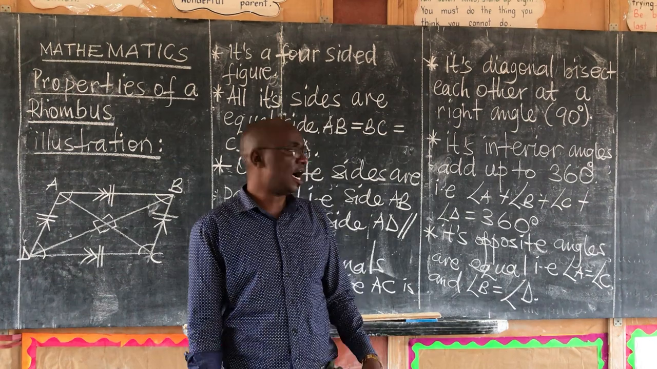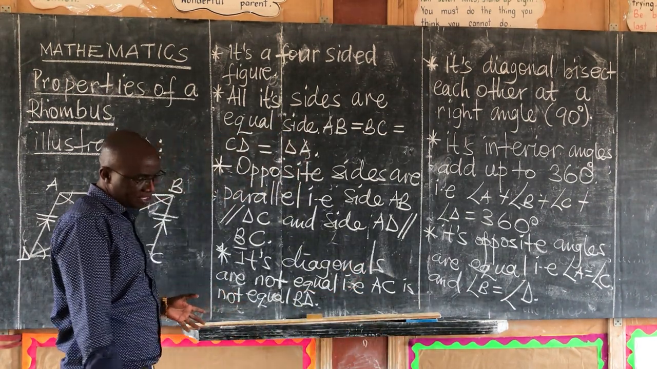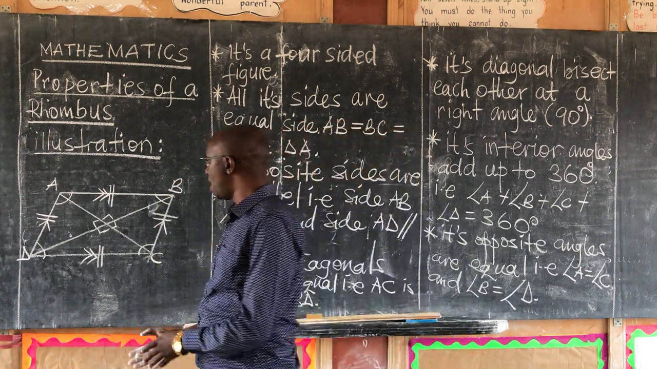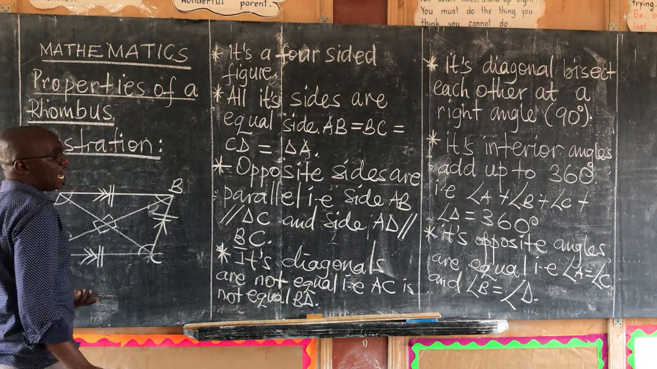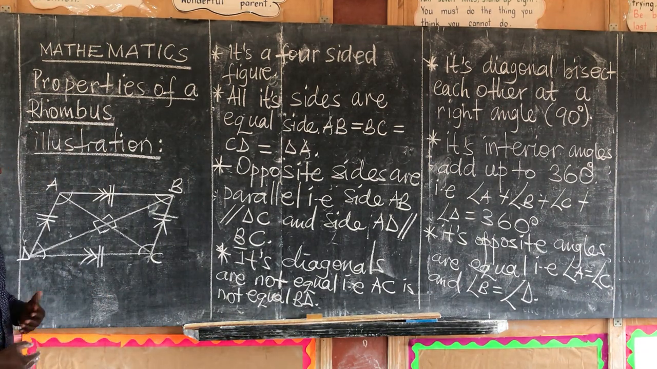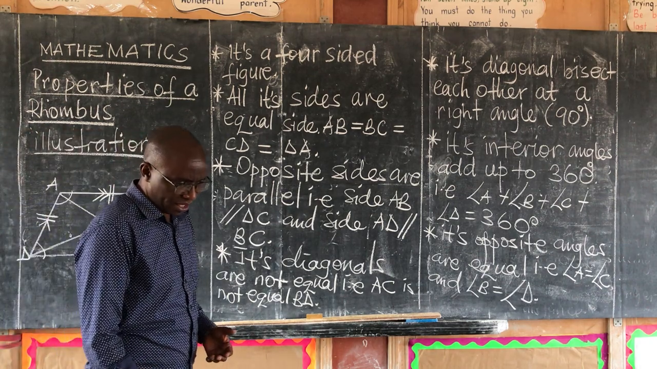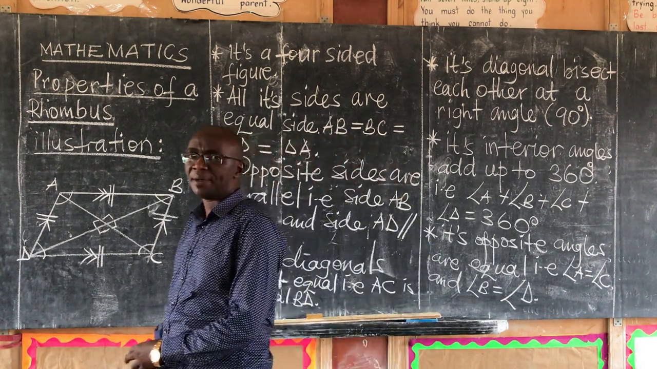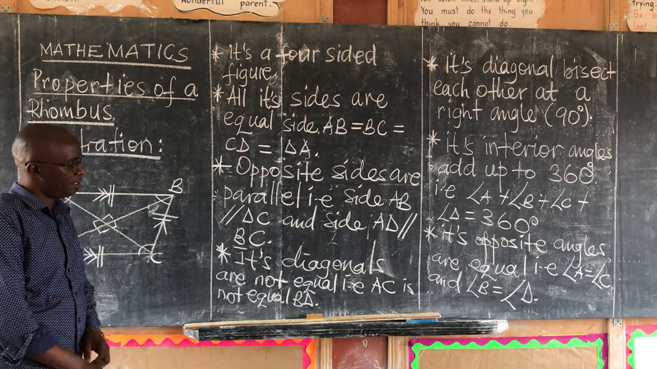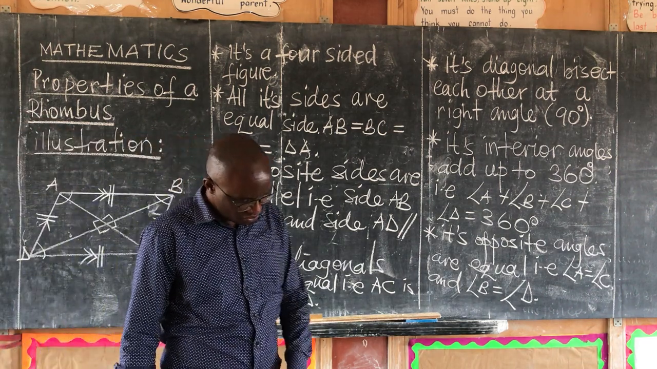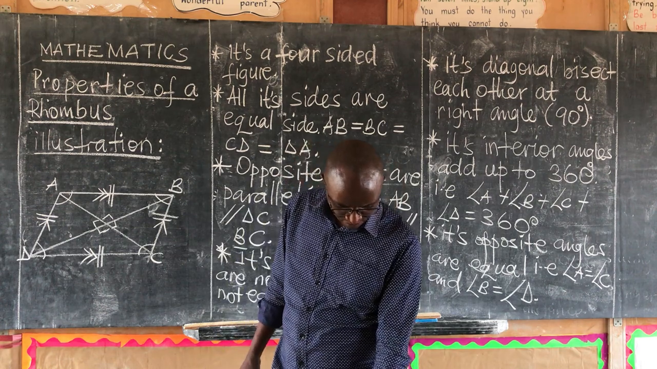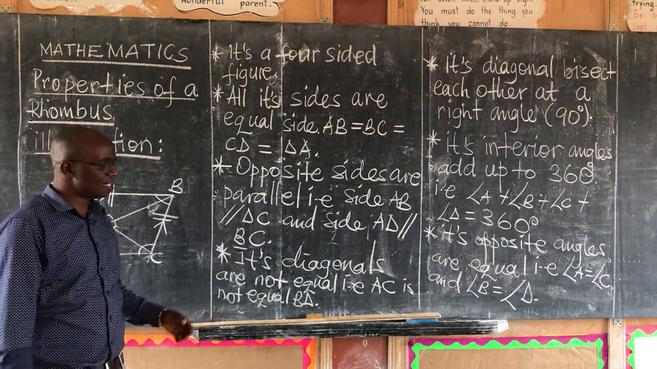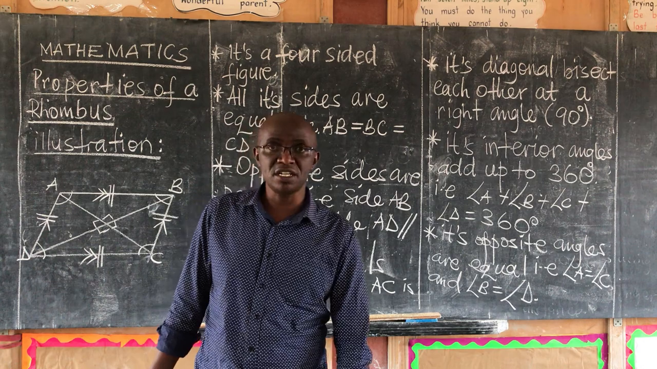So now we have looked at the properties of two quadrilaterals today. We have looked at the properties of a kite, and we have also looked at the properties of a rhombus. Next time when we look at area, it will be easy for us because we now know what they are. So we meet next time in the next lesson, where we shall look at the area of different quadrilaterals.